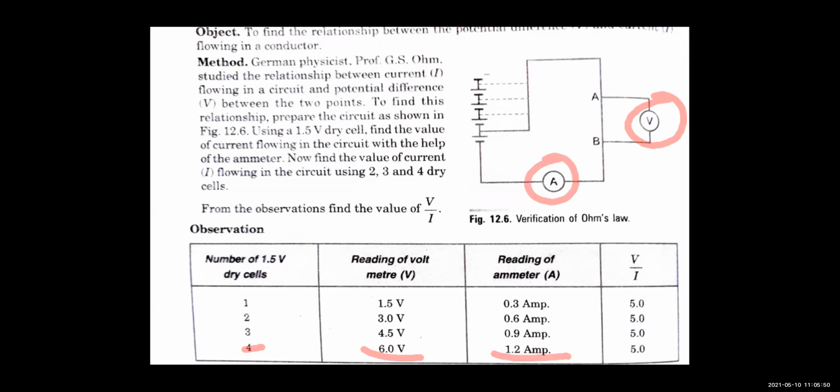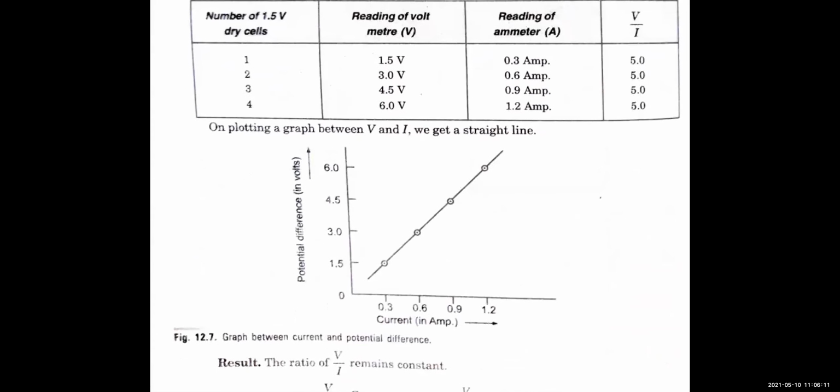Now let's divide 6 volt by 1.2 ampere. Your answer is 5 ohm, right? So if you see the last column of the table, the ratio of V upon I is constant. The ratio of V upon I is constant. So that is what we have proved.